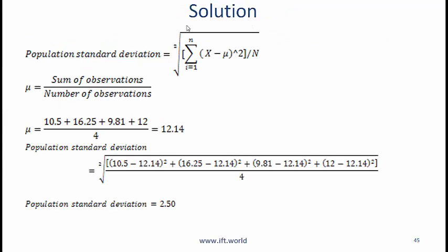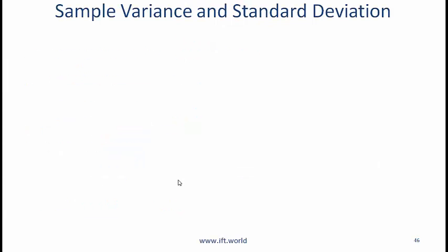So the same formula, except we now have the square root. You find the mean, and then inside the square root sign is essentially the variance. By taking the square root, you come up with the population standard deviation. Now let's look at the sample variance and standard deviation.